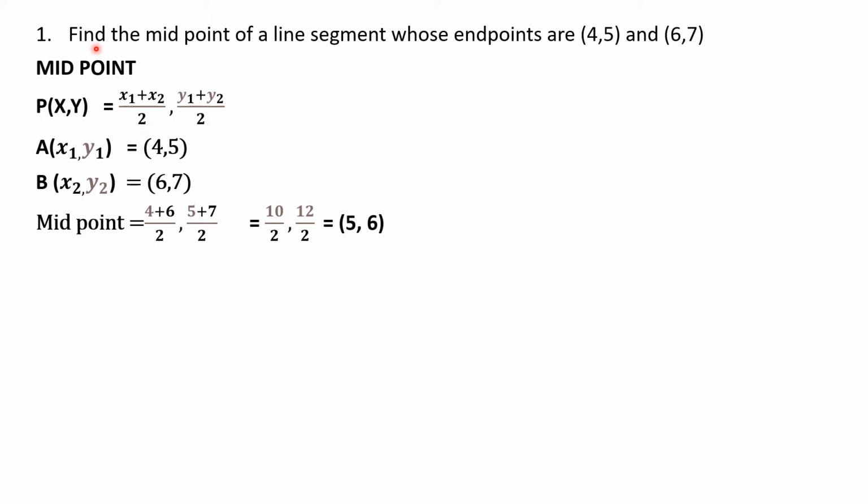So the first problem is: find the midpoint of a line segment whose endpoints are (4, 5) and (6, 7). So you are going to find out the midpoint of this line segment. (x1, y1) is (4, 5), (x2, y2) is (6, 7). So (x1 + x2)/2 is (4 + 6)/2, and (y1 + y2)/2 is (5 + 7)/2. 4 plus 6 by 2 is 10 by 2, that is equal to 5. 5 plus 7 is 12 by 2, that is equal to 6. So, going to the next one.